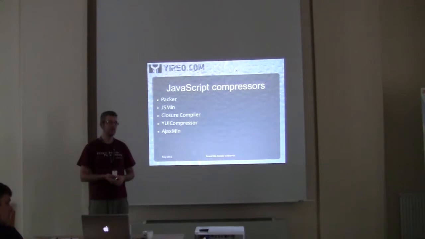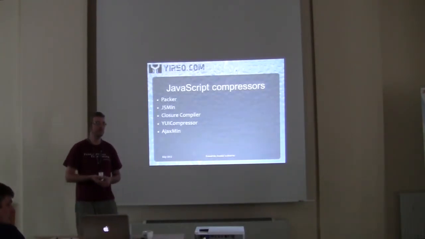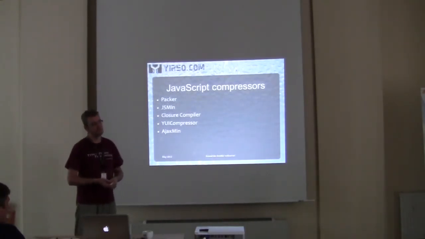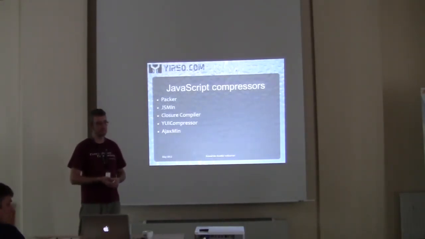Then I have, let's say, 20 merged versions, one with that package which I only need on one page but not on all. So I have 20 different combinations of JavaScript files. And the alternative is to take them all together and make one compression. Does that make sense?